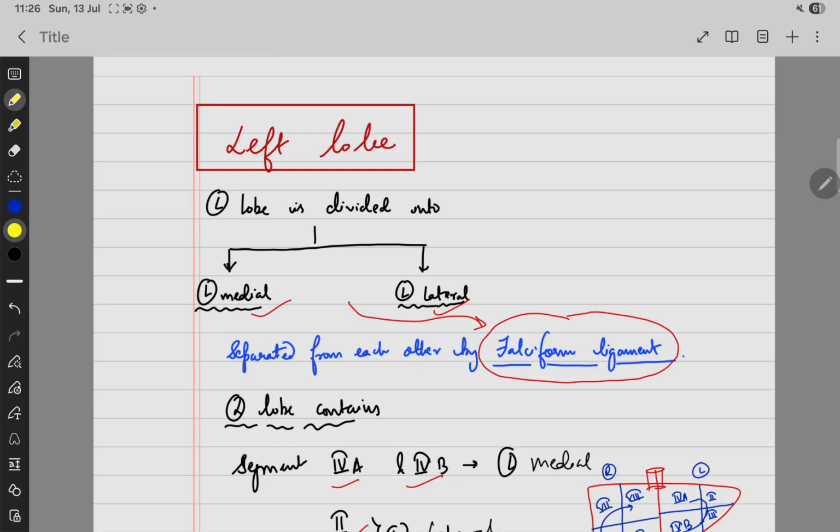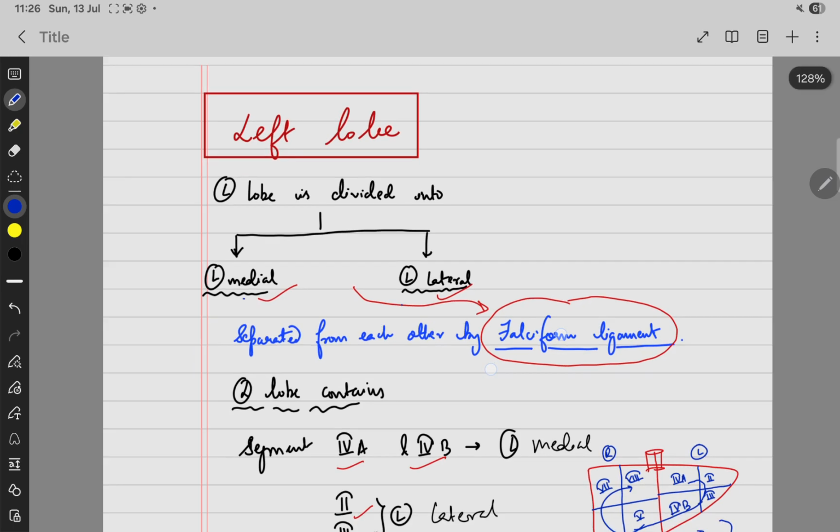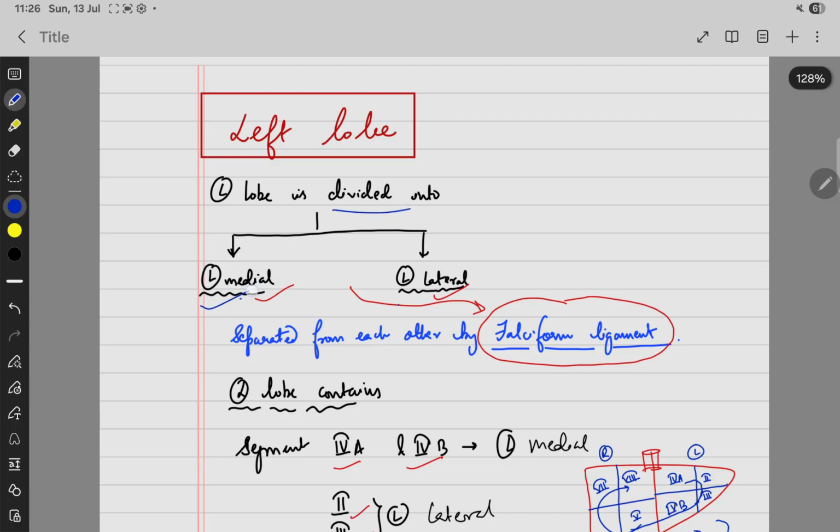Similarly, the left lobe of the liver will be divided into left medial and left lateral. Now comes the function of the falciform ligament. The falciform ligament does not separate the liver into right and left lobes, but it separates the left medial and left lateral lobes of the liver. So only the left side division is made by the falciform ligament, not the entire liver. The left lobe is further divided into left medial and left lateral lobes, separated from each other by the falciform ligament.